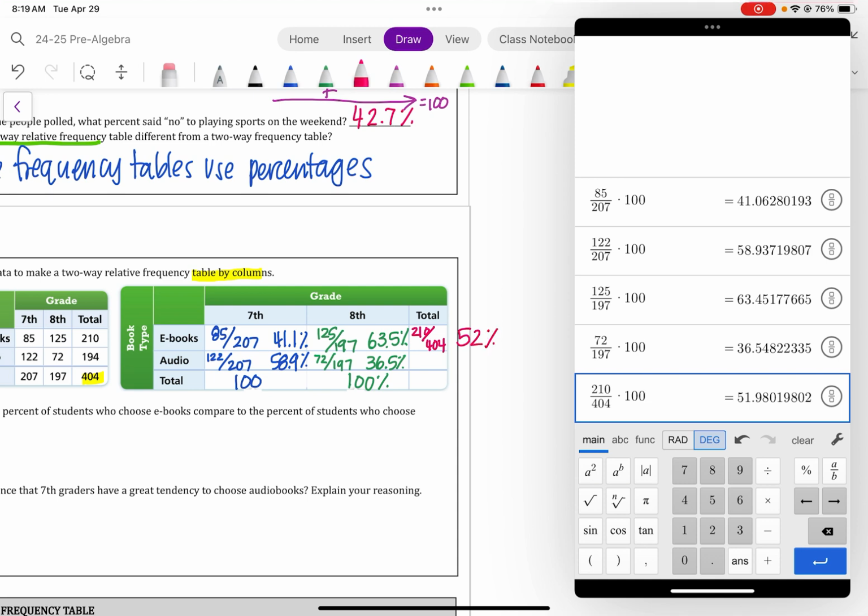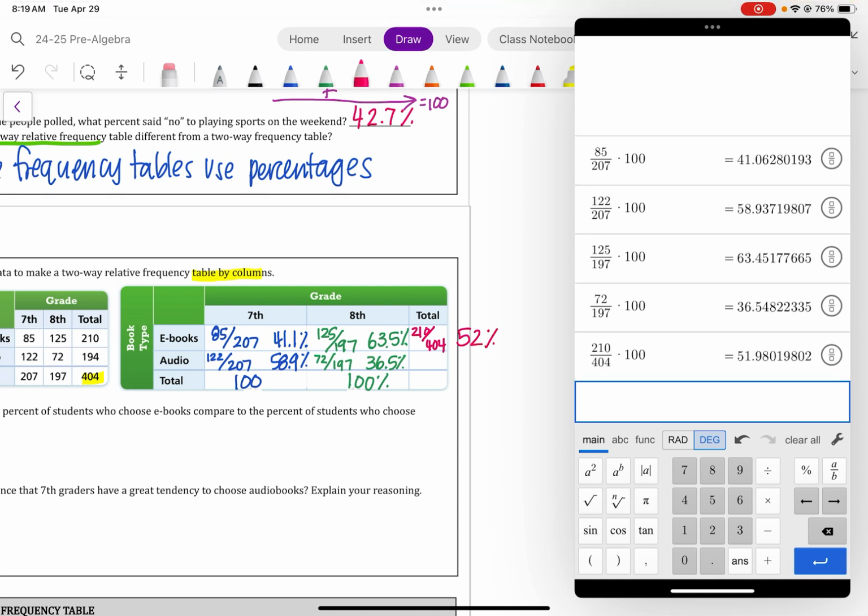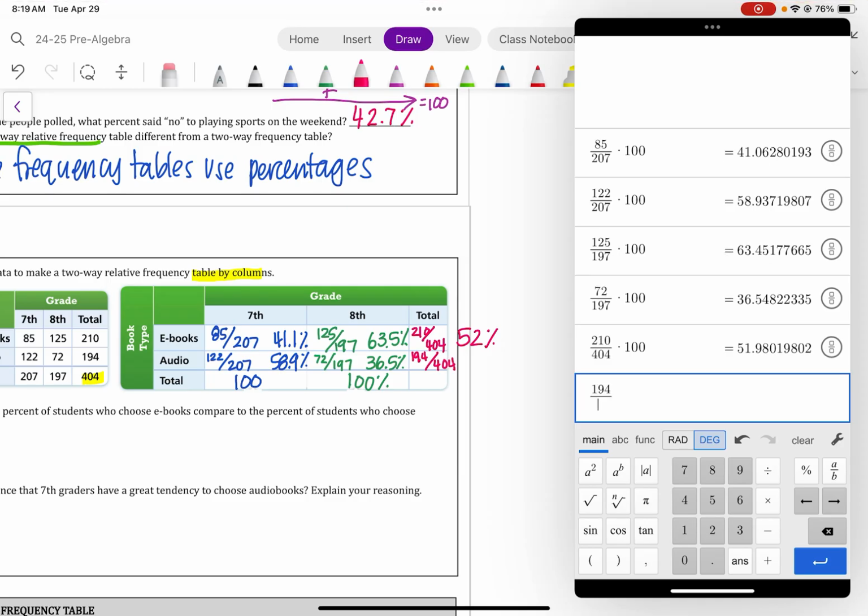So we can expect this next calculation to be 48%. But this is 194 divided by 404. And when we multiply that by 100, we're getting 48%.